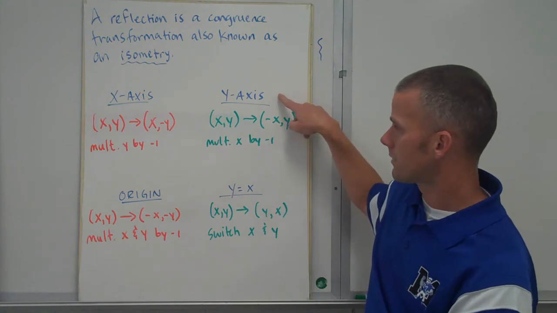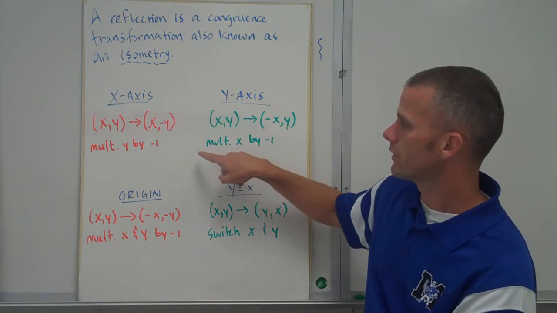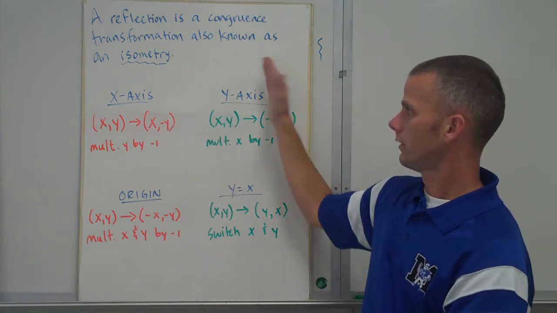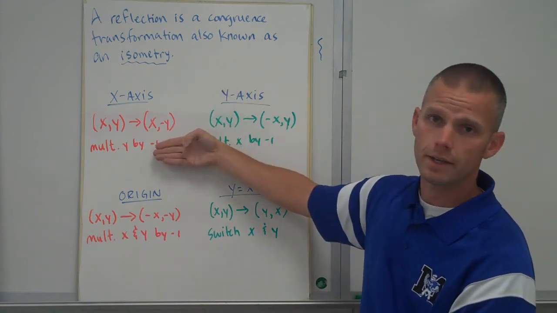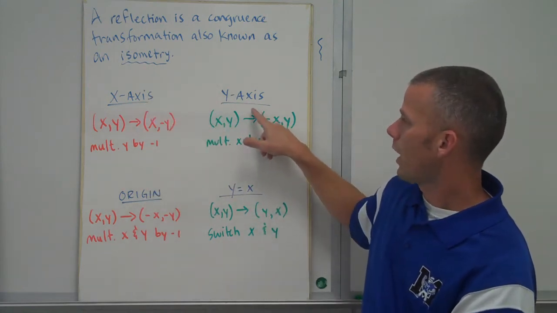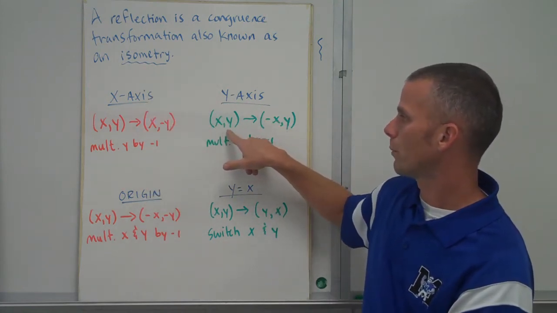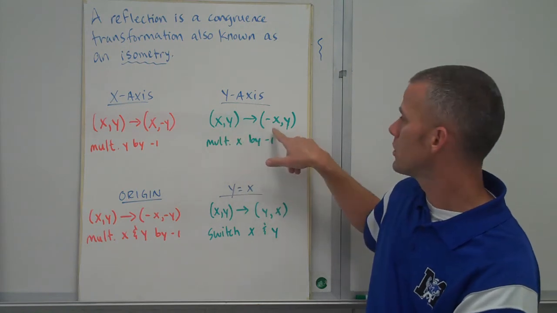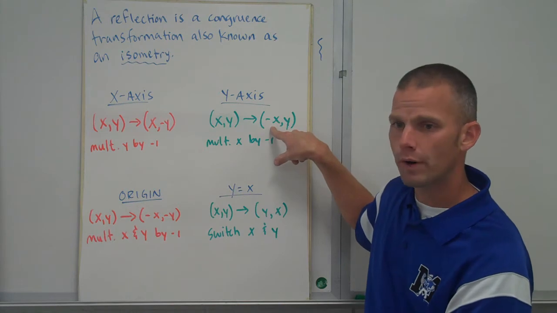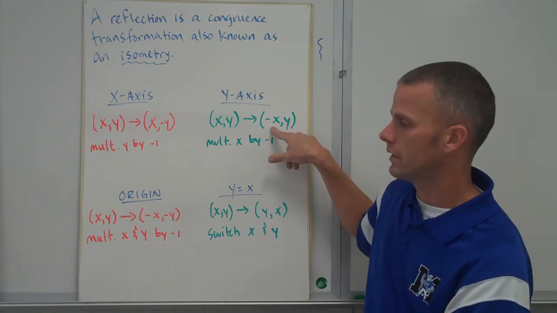The y-axis, very similar to flipping over the x-axis, except now we're flipping left to right, whereas with the x-axis we'll be flipping up and down. So the y-axis, again, every ordered pair is going to change, but the only thing that's going to change is the x-coordinate. It switches signs. So if it was positive before, now it's negative. If it was negative, it's now positive.